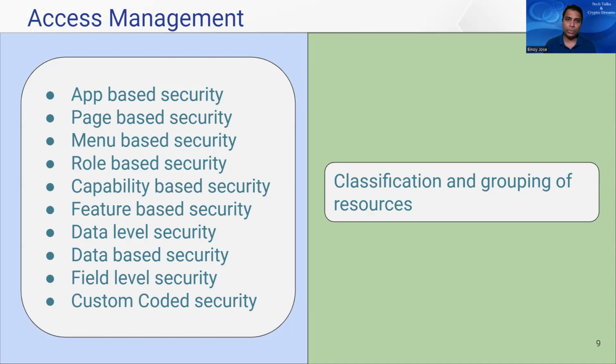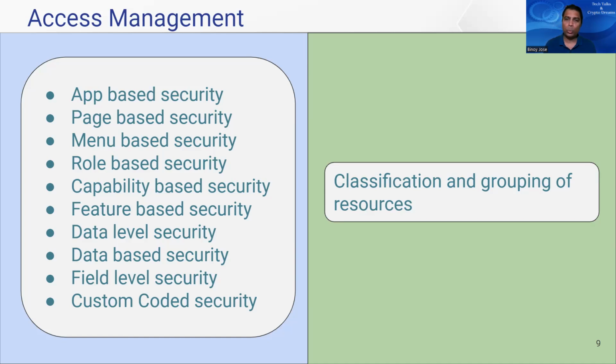The next step is to identify one important thing. I wanted to show you app-based security in detail. That's a 1 hour session, too complex. It's not that easy. But to understand that, you need to understand one important piece called classification and grouping of resources. If you don't know how to classify resources and group them, it is not going to be an easy journey for you for the rest of the securities.